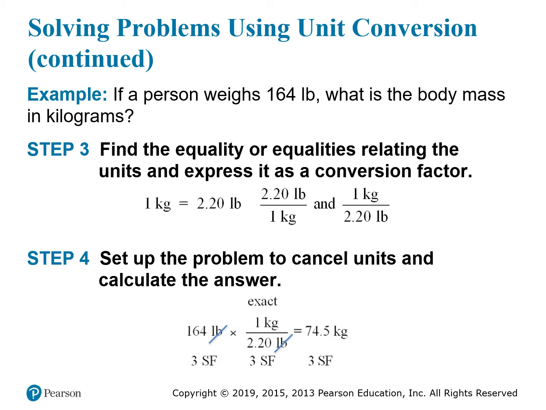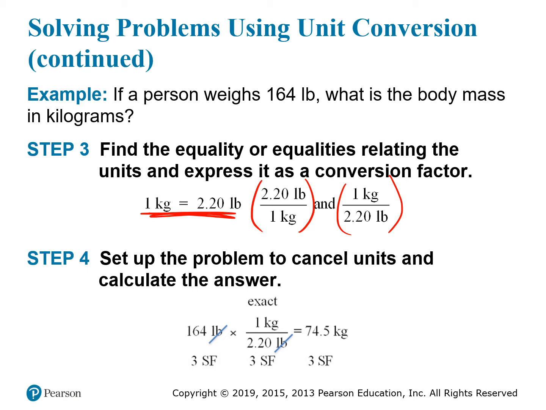Next, we need to find that equality that represents that conversion factor. We need to know how kilograms relates to pounds. This isn't something that you're expected to remember, but if you need it, you'll be shown that 1 kilogram equals 2.20 pounds. Remember that this 2.20 is a measured number, by the way. From this equation, we can get two conversion factors, 2.20 pounds per kilogram and 1 kilogram per 2.20 pounds. Then the last step is to set up the problem, take the weight, multiply it by one of these conversion factors, and find the answer.